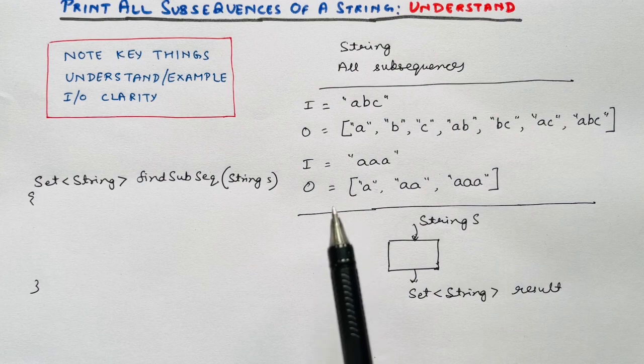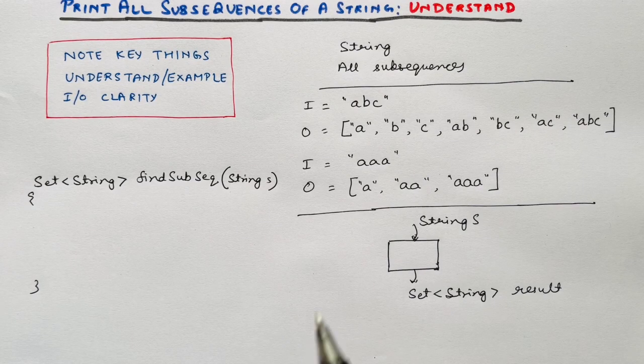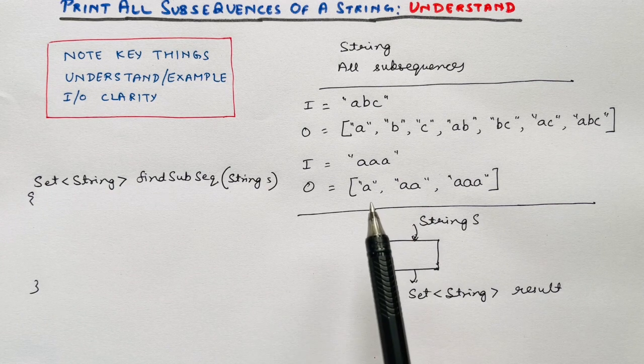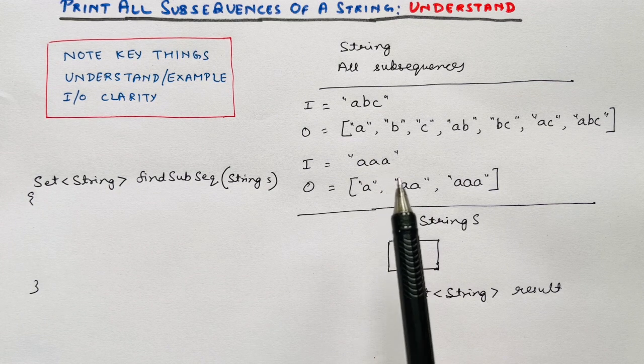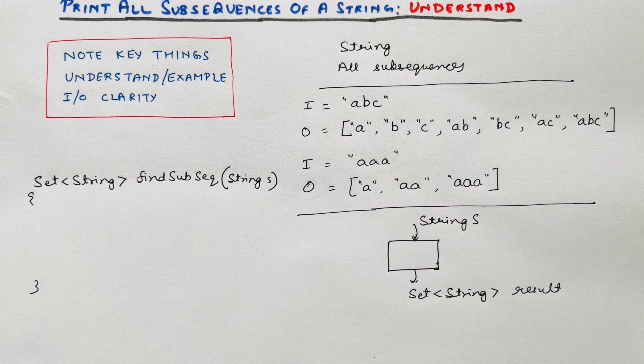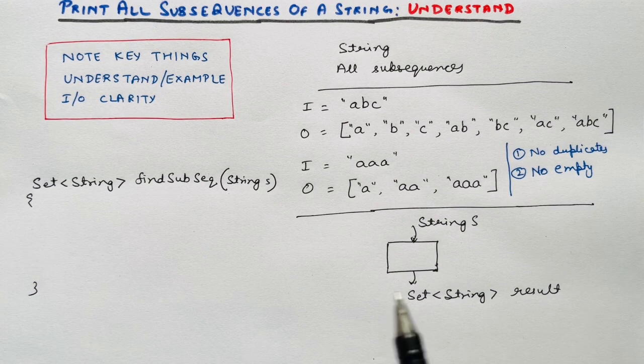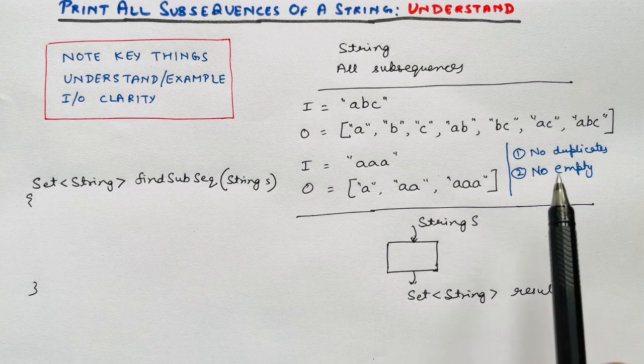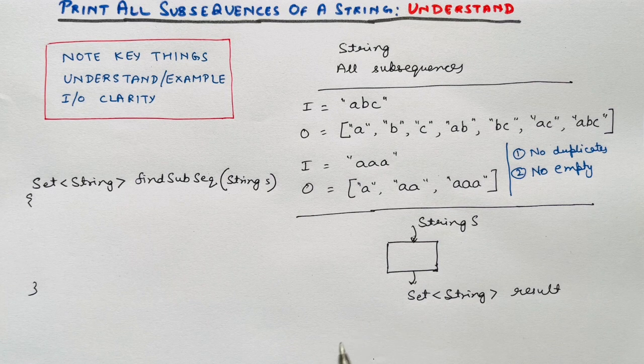We can note two things here. One is that we cannot include duplicates in our answer. And second is that the empty substring is not a valid subsequence. So if we consider our solution as a black box, we are getting a string S as an input and we will return a set of strings as output. Set because we don't want any duplicates. So what will our function signature look like? Our function signature will look something like this.